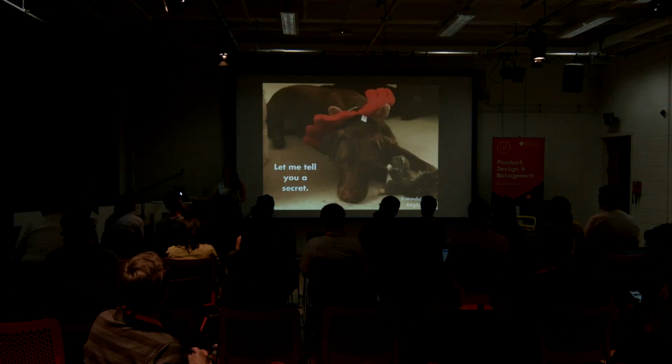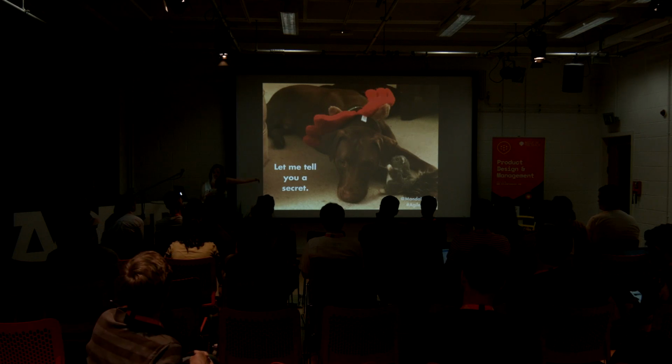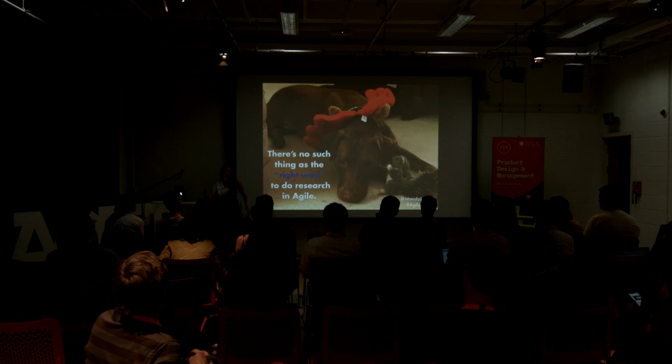But first, I have a great big secret. I promised dog pictures. This is my dog, Brimmer. I have a great big secret, which is that there is no right way to do Agile.